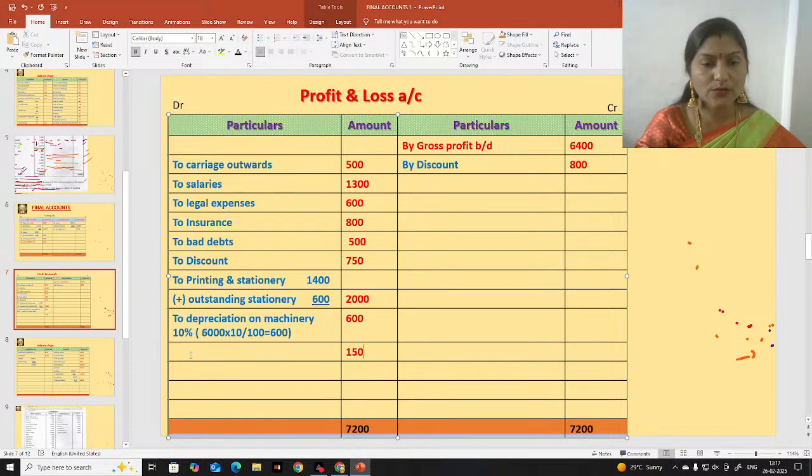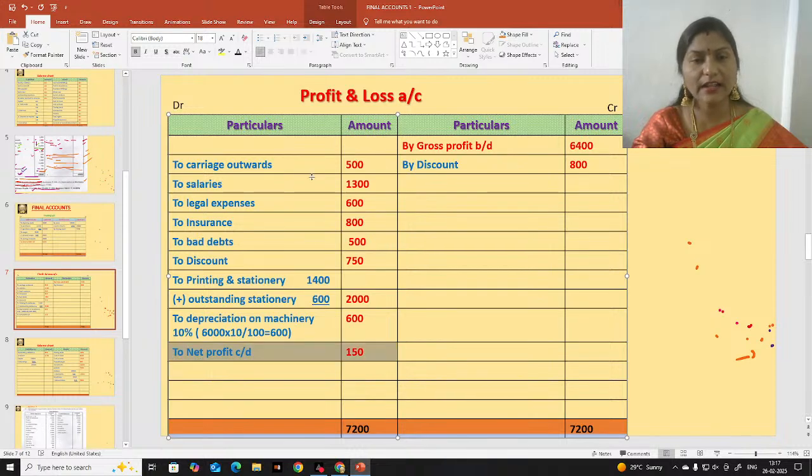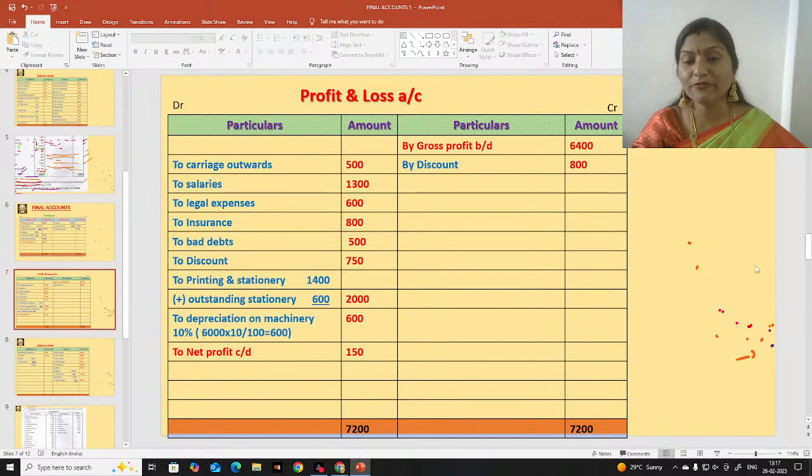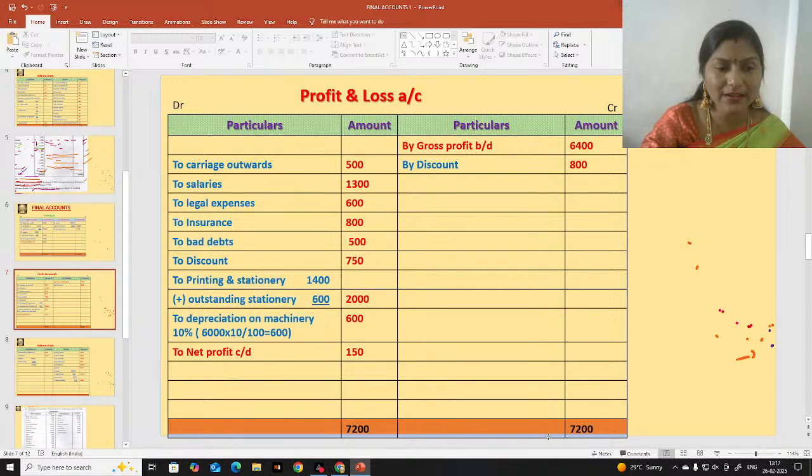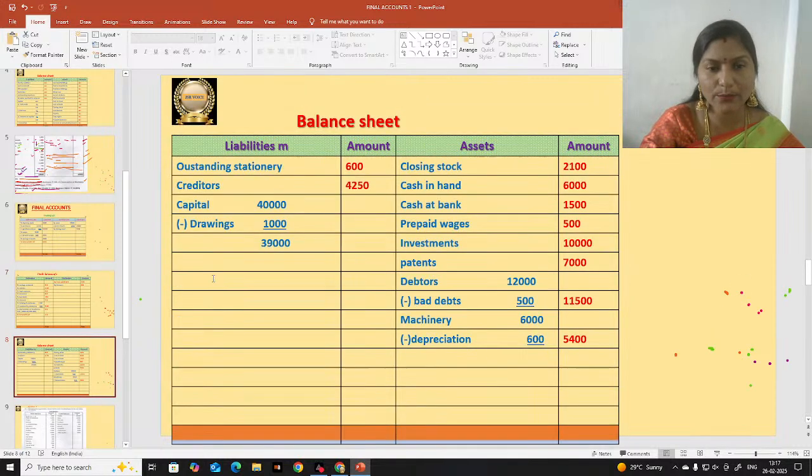And what should we name it? To net profit. That is the answer here. To net profit carried down. You can say carried down. Okay, so net profit is the answer in the profit and loss account. And how much are we getting? 150 we are getting. And take that net profit to the balance sheet, and you should adjust it to capital. Okay, so let us go to the balance sheet and record that net profit there.